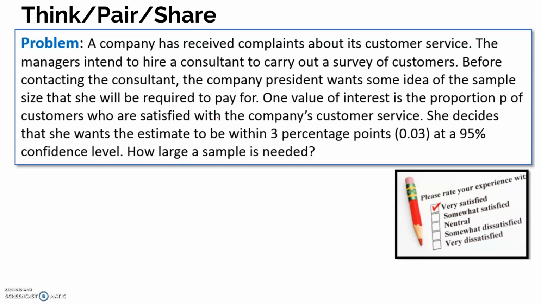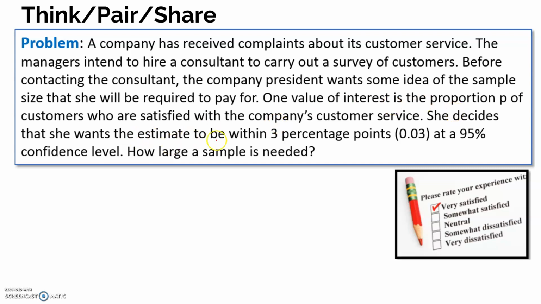All right, so a company has received complaints about its customer service. The managers intend to hire a consultant to carry out a survey of customers. Before contacting the consultant, the company president wants some idea of the sample size that she will be required to pay for. One value of interest is the proportion P of customers who are satisfied with the company's customer service.